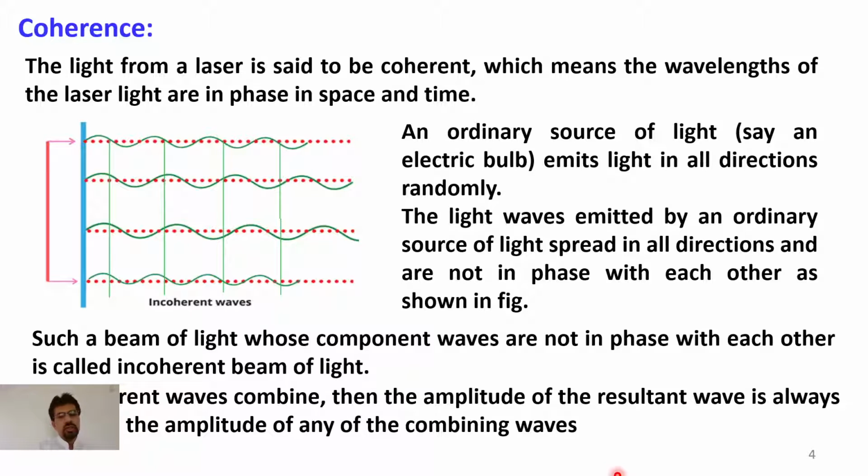If the incoherent waves combine, then the amplitude of the resultant wave is always less than the amplitude of any of the combining waves. That means if we add all these waves, then the amplitude of the resultant wave will decrease because all these waves are not in phase. So students, remember what we mean by incoherent.